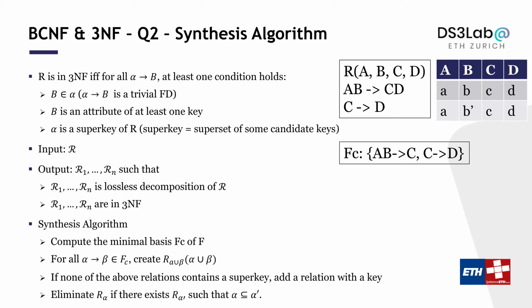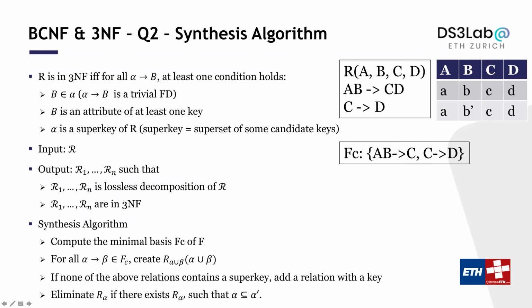Now let's look at one example. Take this relation on the right-hand side. I have 4 attributes and 2 functional dependencies. I have the one from AB to CD, which essentially means that AB is a key. I have the one from C to D.